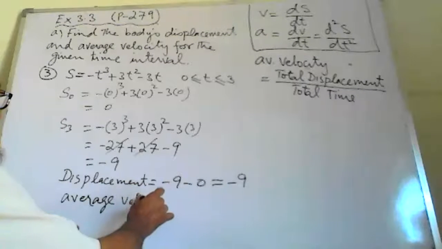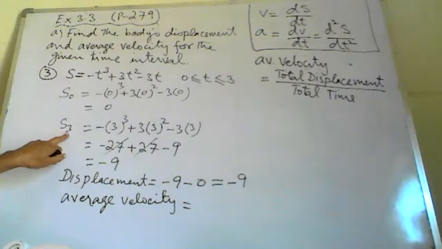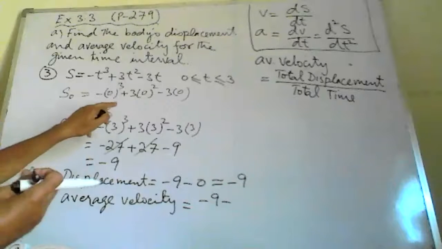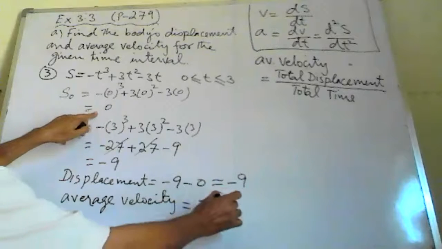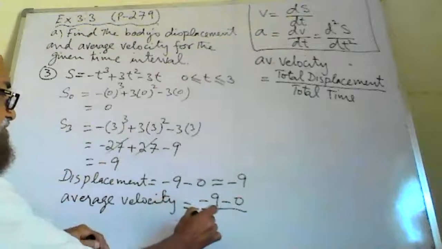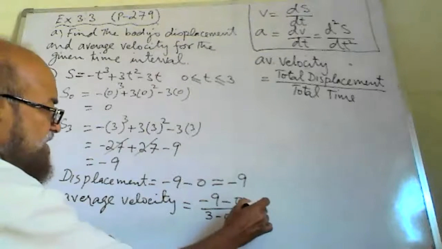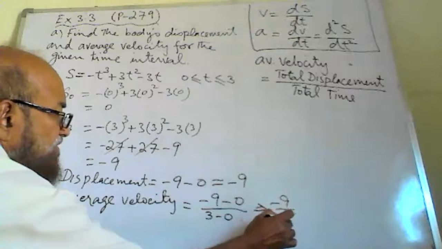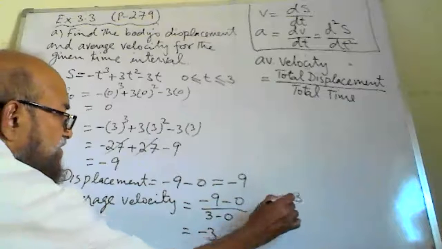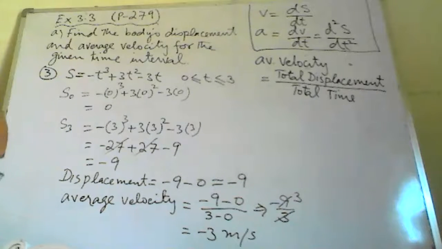Average velocity will be equal to final displacement minus the initial displacement divided by the final time minus the initial time. That will become minus 9 upon 3. The answer is minus 3 meter per second. Minus 3 meter per second.